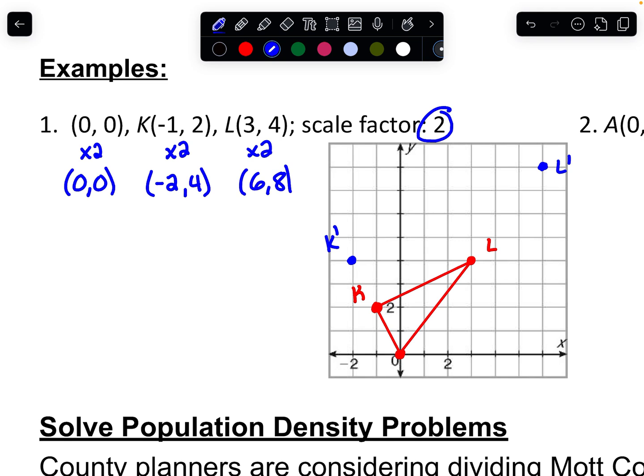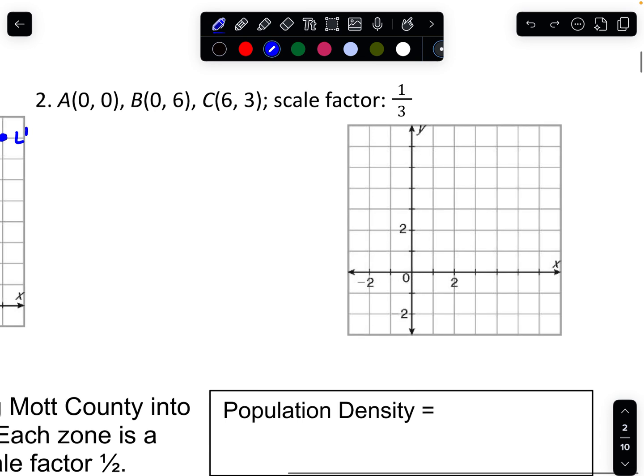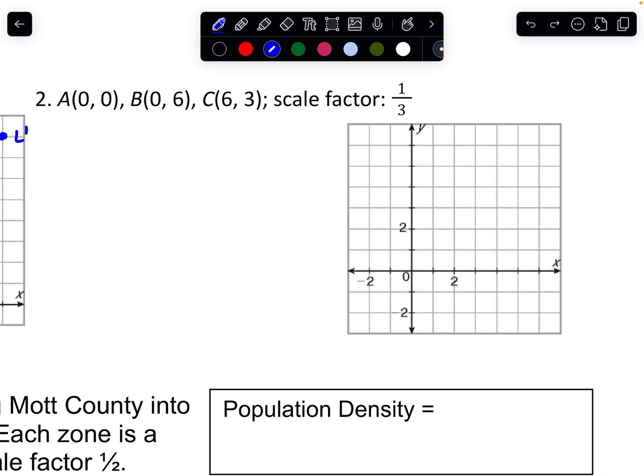And if we connect all of those, we'll see that the shape itself just grew. This angle still stayed the same. And if we were to find this angle here, it would be the same as this angle down here. So it created 2 similar figures, meaning they're the same shape, just a different size. Got 2 times bigger. Okay, so pause your video and just take 2 minutes on this one and see how far you can get.